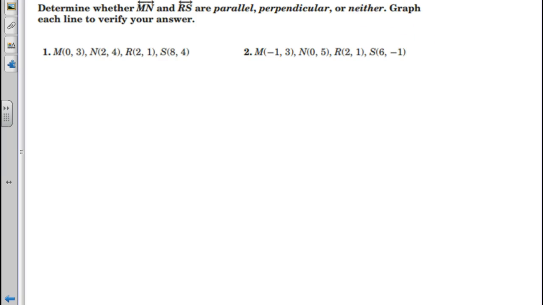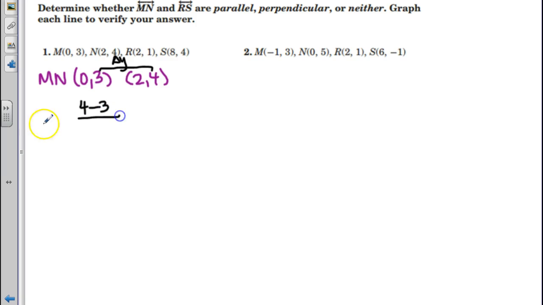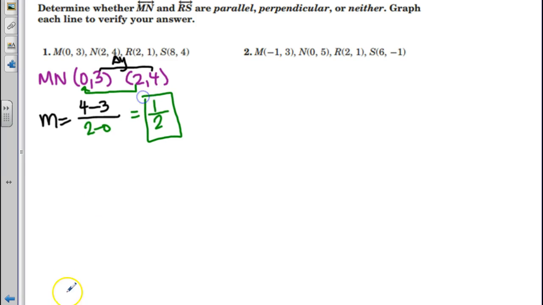All right, let's identify whether these are parallel, perpendicular, or neither, and then we'll talk about graphing. All right, so we are supposed to find the slope of MN. Wow, I just bunched those letters together and that looked awesome. All right, MN, so 0, 3, and 2, 4. Change in Y over change in X. So 4 minus 3 over 2 minus 0, and 4 minus 3 is 1, and 2 minus 0 is 2. So slope of MN is 1/2.